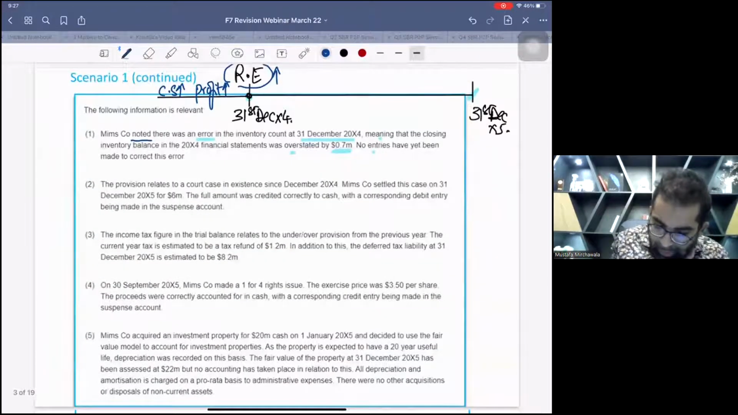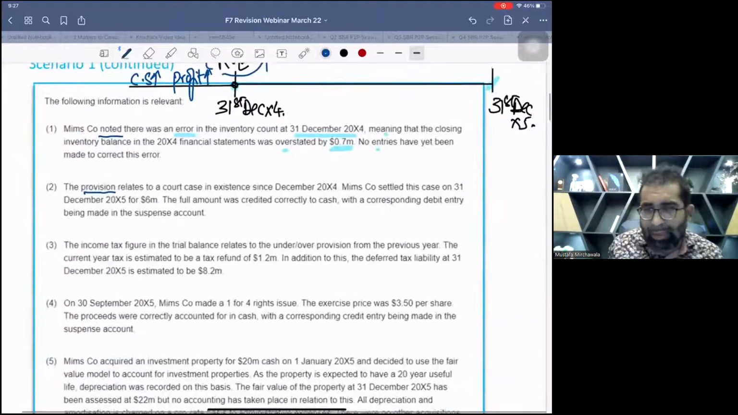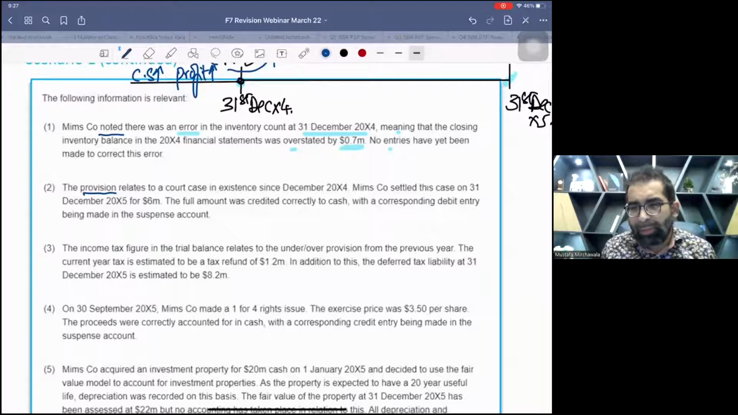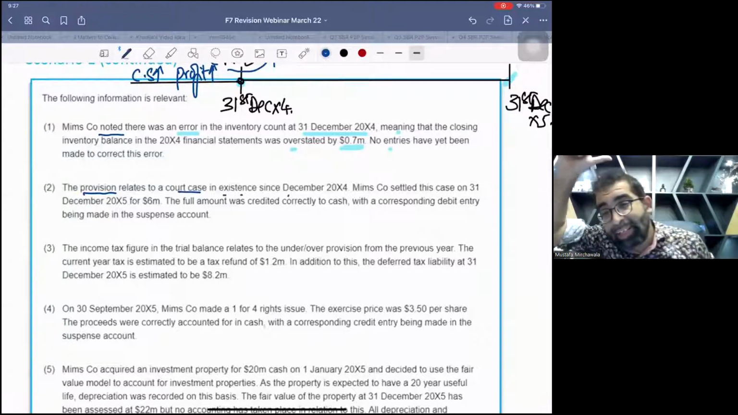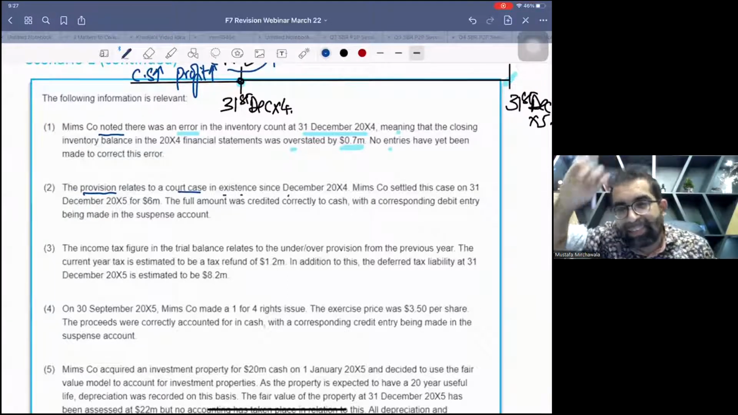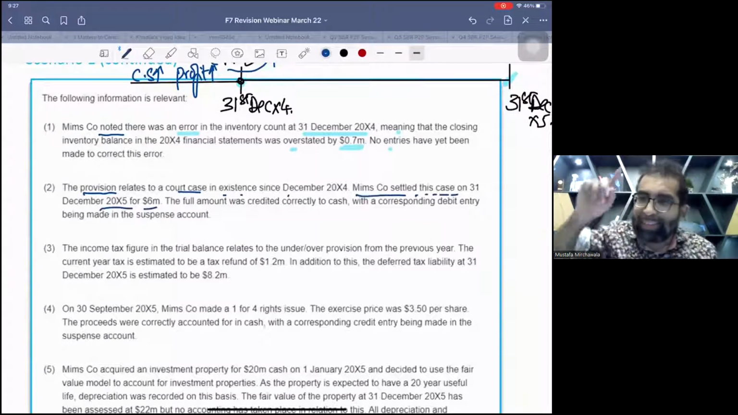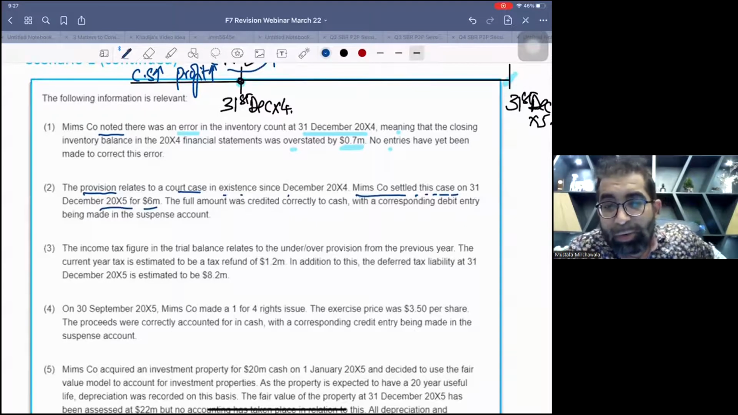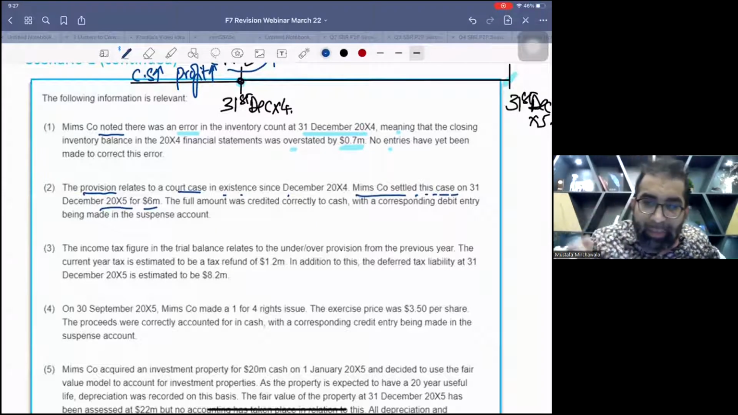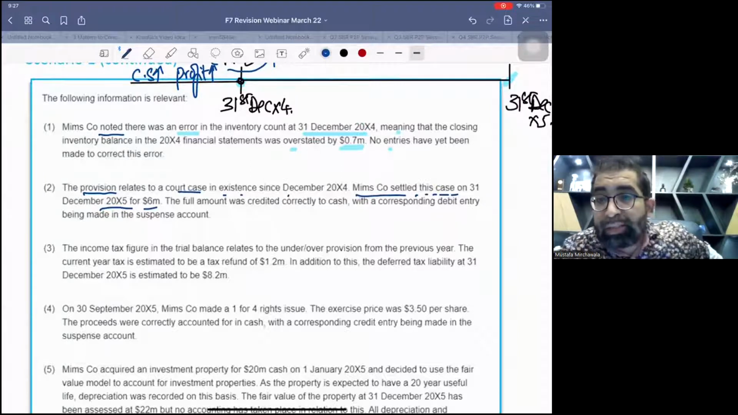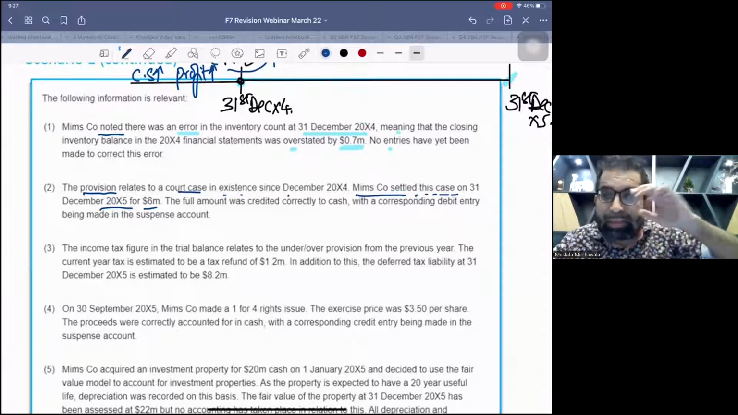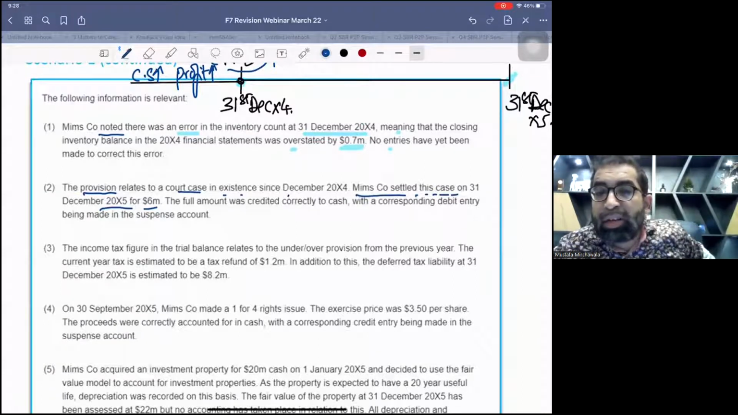Now, the provision relates to a court case in existence since December X4. Please study with heart for me. It was a previous case. The company settled this case on 31st December X5 for 6 million. See, we were expecting 4.6, but we had to pay 6. So there is under provision. Have you ever heard the word under provision? So there is some extra expense, some extra bad news for us.